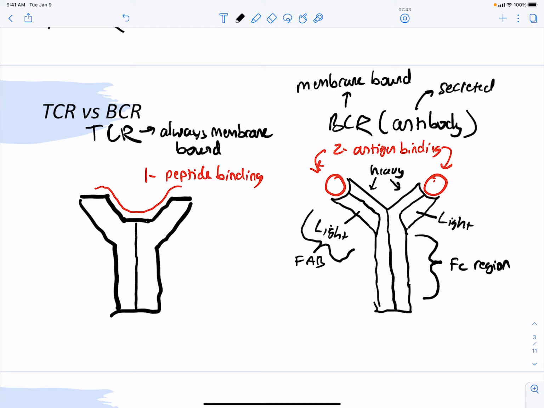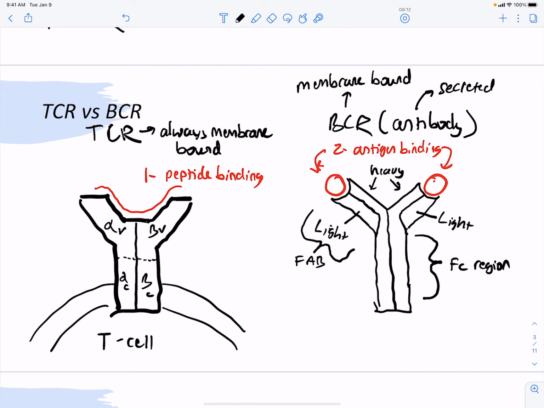Now on your T cell receptor, you have alpha chains and beta chains. So here's your alpha variable, so put a V, and we have our beta variable, and we have our alpha constant, and we have our beta constant. And so our constant regions, of course, will be what's embedded in the T cell. So here's our membrane.